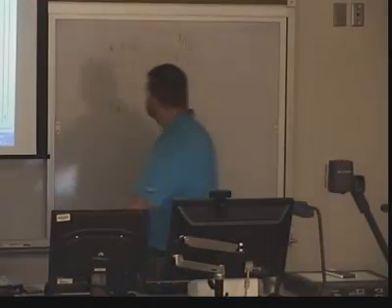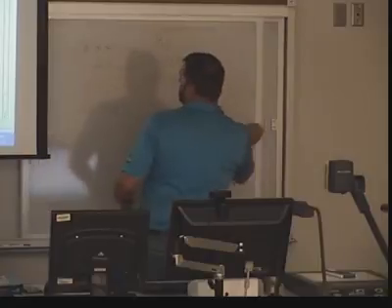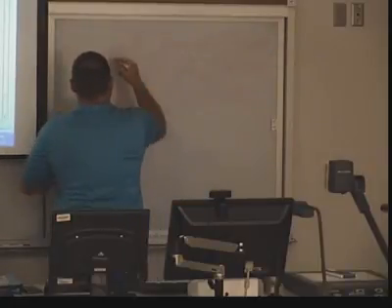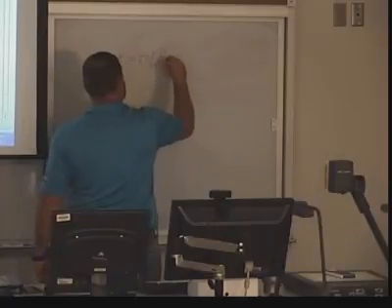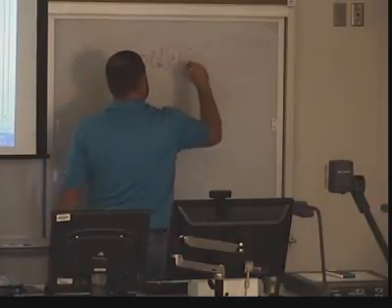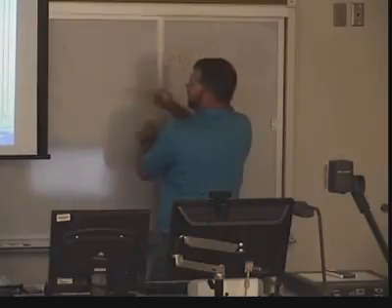So let's do that. So my mean, mu, would equal 0 times 1/16 plus 1 times, it was 4/16, right? Yep.